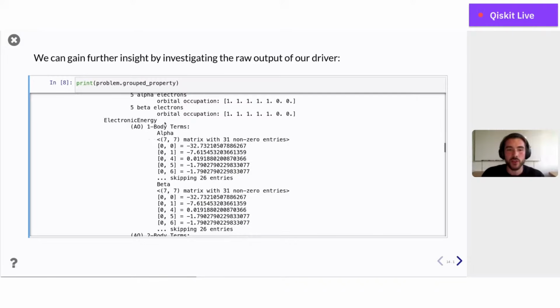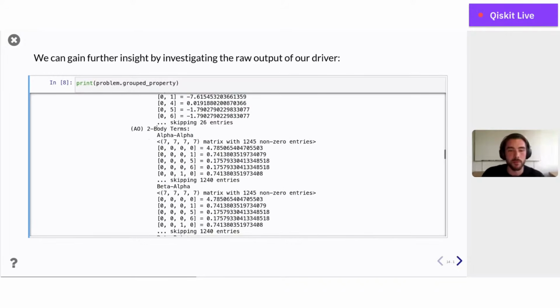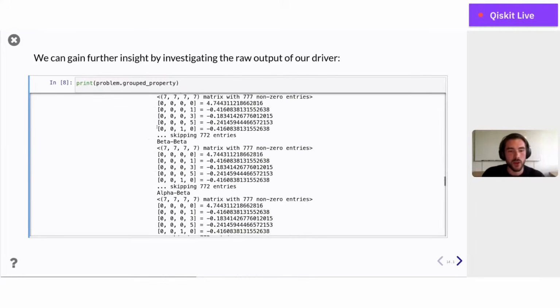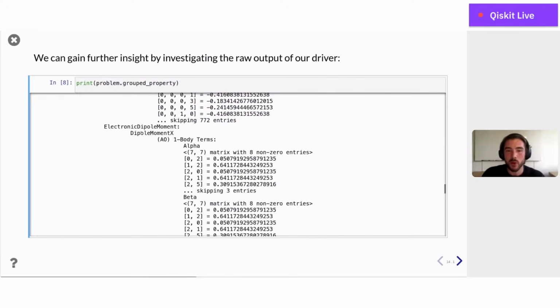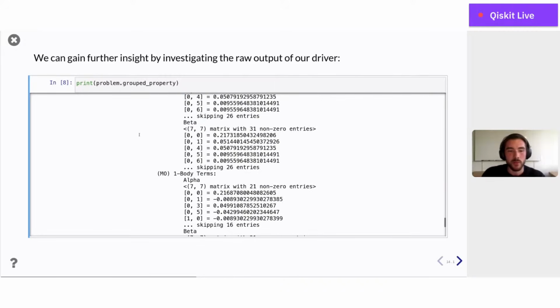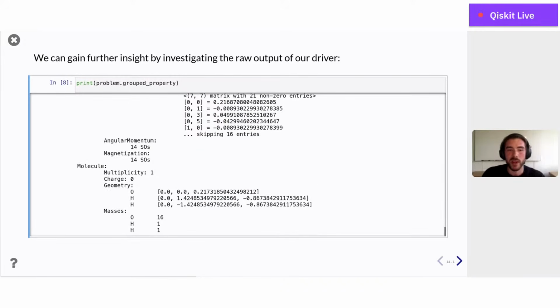Then we have the electronic energy property, which is the one that we just investigated, being the Hamiltonian of the system. And then later on, we get also some electronic dipole moment operators, as well as operators to evaluate the angular momentum and the magnetization. Then finally, in the end, you also have the molecule, which we specified as an input in the beginning.